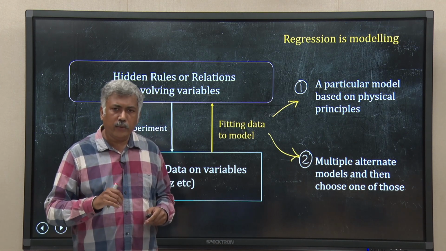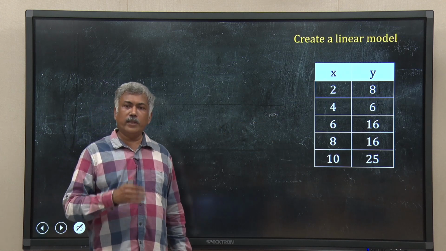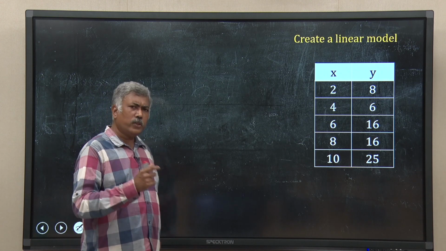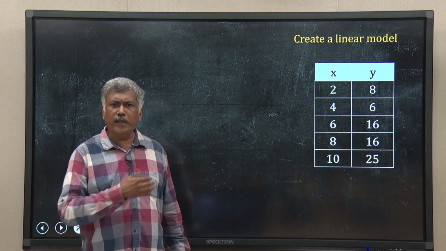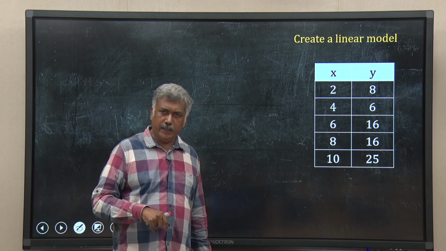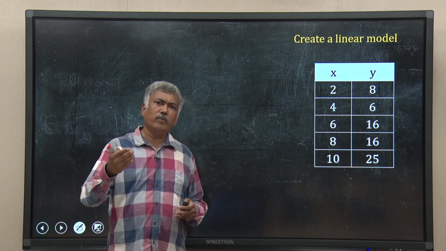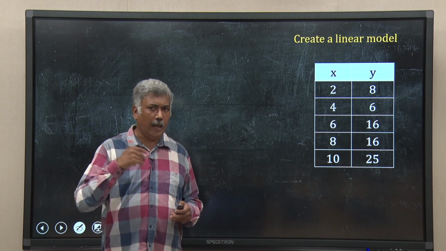So, let us go back to our data and find out the hidden linear relationship between x and y. Now, the first question you should ask, why do I believe that there is a linear model behind this data? Why is there a linear relation between x and y? And that is what you should think about every time you think of regression.